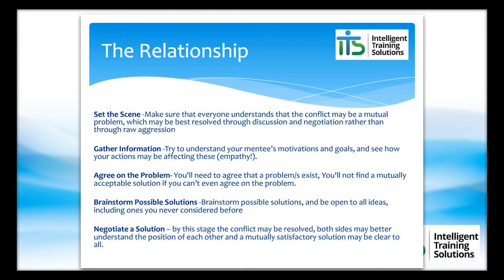Negotiate a solution. By this stage, the conflict may be resolved. Both sides may better understand the position of each other and mutually, satisfactorily find a solution which could be clear to all of them. So set the scene, gather the information, agree on the problem, brainstorm the possible solutions, and then negotiate a solution. And really, if you do that, you're halfway there. You're more than halfway there. Especially gathering, hearing them, listening to them.